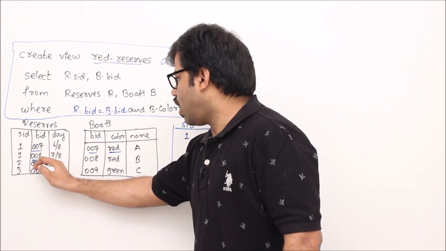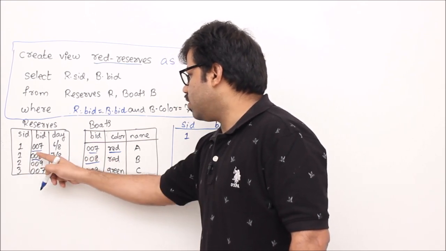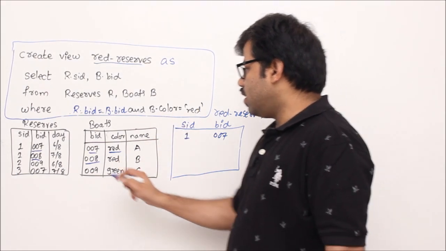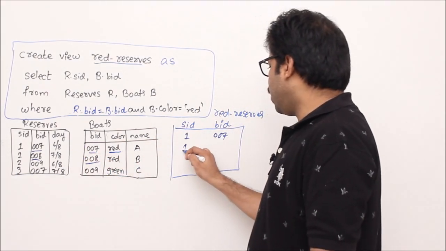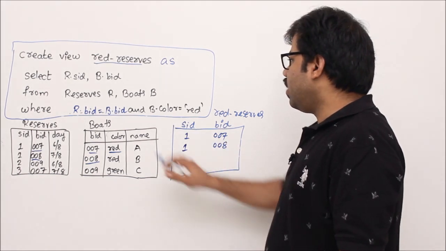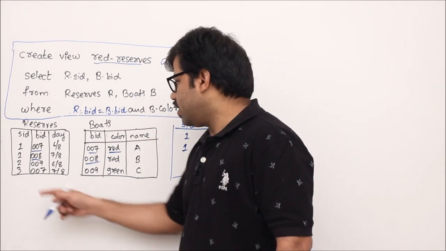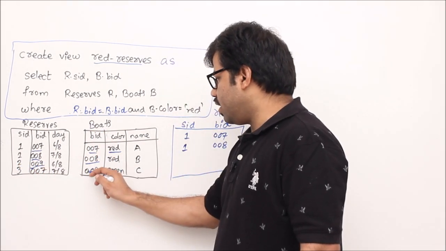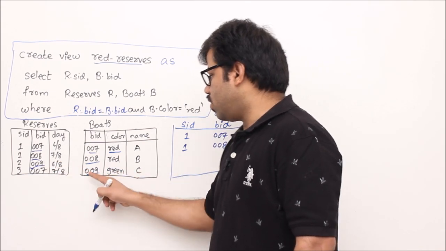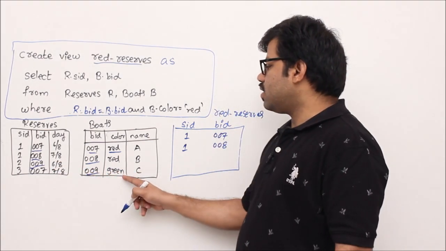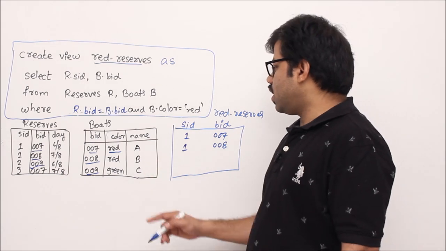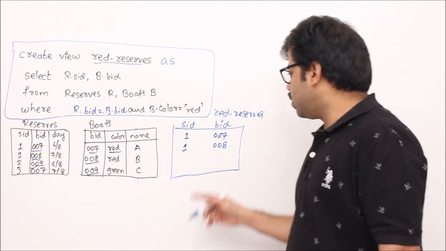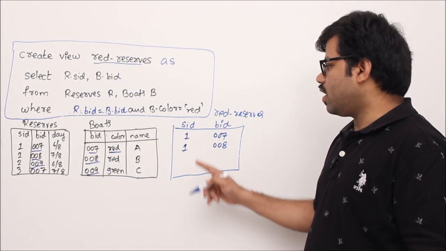1, 008. You see, r.bid equals b.bid, 008 equals 008, and it's a red color board, b.color is red, so this combination will be taken and you get 1, 008. Similarly, if you execute this query, do you get anything? 2, 009. See here, r.bid equals b.bid, 009 equals 009, but b.color is not red. So only the red color boards are 007 and 008, and only their corresponding SIDs will be taken. That's why only one person reserved red color boards.